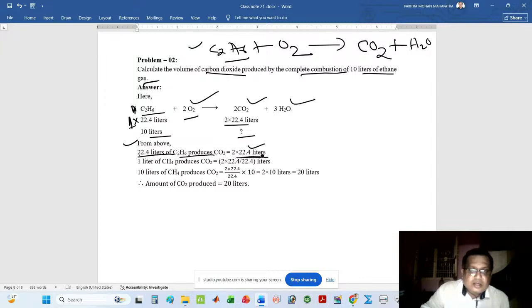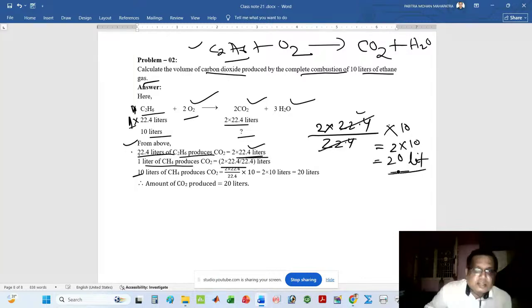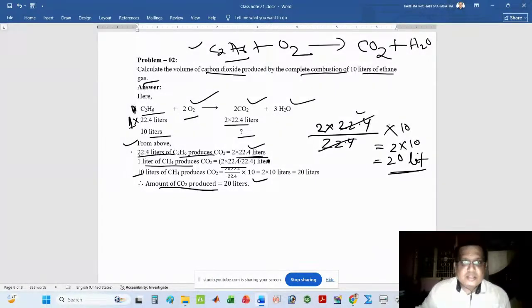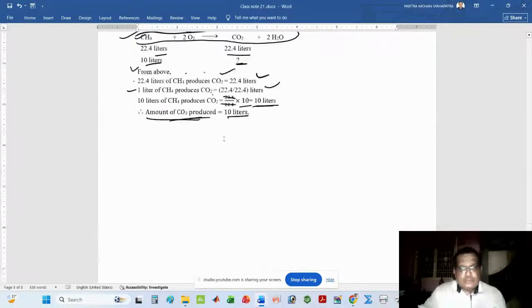This is the relation. For 1 liter of ethane gas, carbon dioxide produced is 2 into 22.4 divided by 22.4. Next, for 10 liter of ethane, carbon dioxide produced is 2 into 22.4 divided by 22.4 into 10. So cancel 22.4 and 22.4, that is 2 into 10, which is 20. This is all about the stoichiometric calculation.